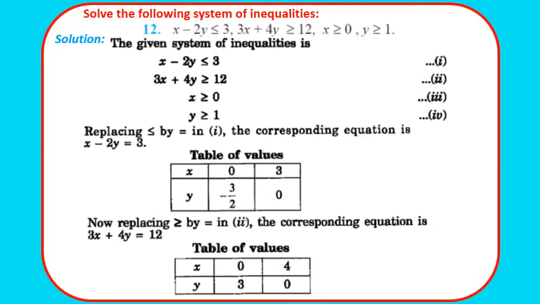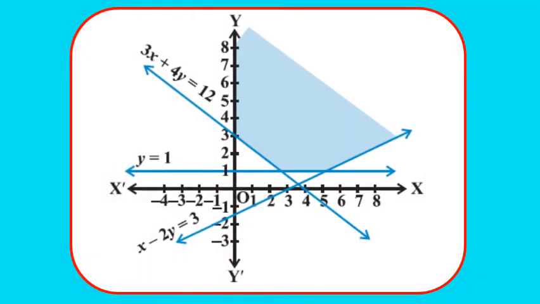So x equals 0 will be the y-axis, and y greater or equal to 1, or y equals 1, will be a line parallel to the x-axis. So let's obtain the graph as below. Plotting the graph of both the lines, and y equals 1, since x equals 0 will be the y-axis, and again putting the origin in the inequalities.